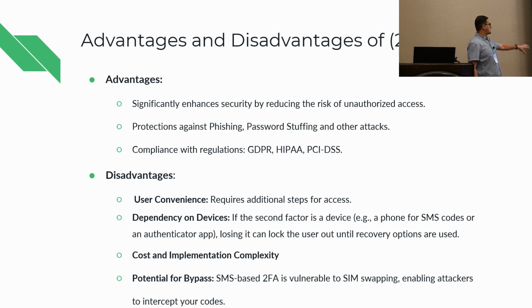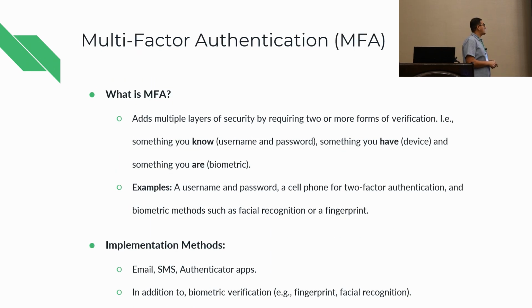So again, we talked about disadvantages. How can we improve it even better? And that is what multi-factor authentication is all about. It adds multiple layers of security, requiring three forms of identification at minimum. Something you know, username and password, something you have, which is again a device. So it just adds another layer on top of two-factor authentication. And the last thing is something you are. So now even if someone has the first two forms, you need the third to be able to gain access.